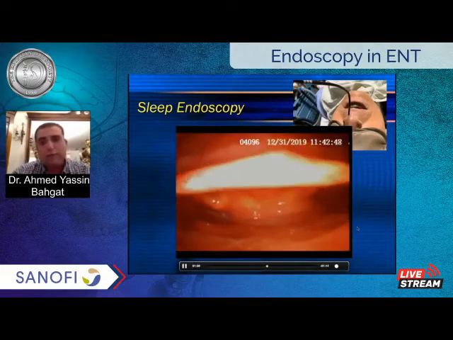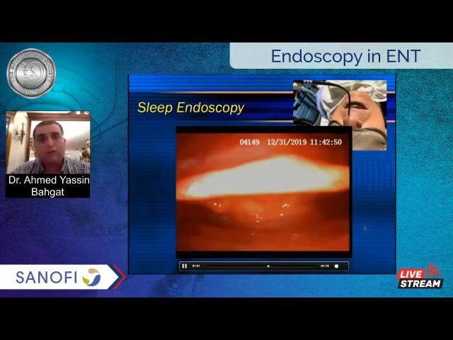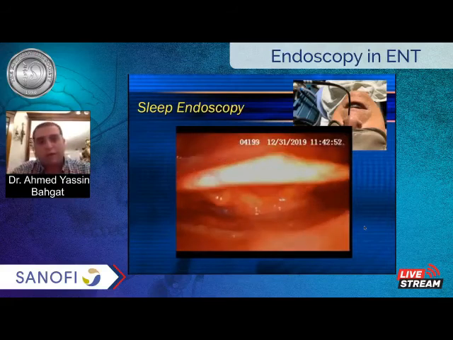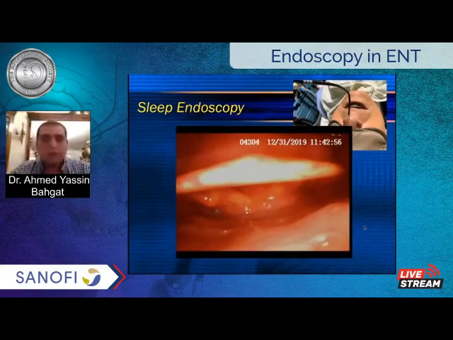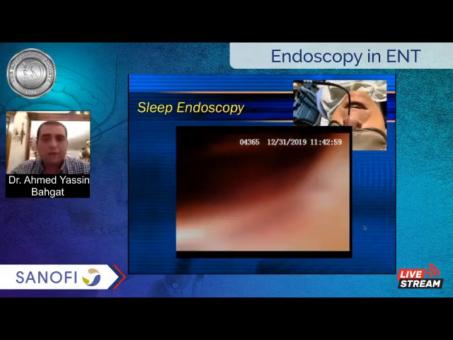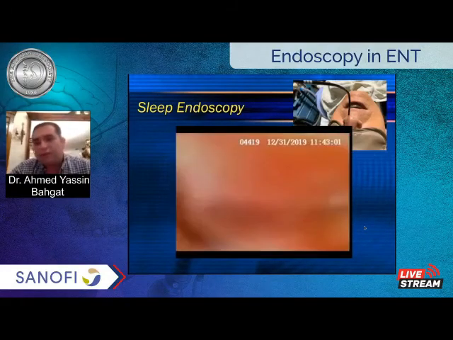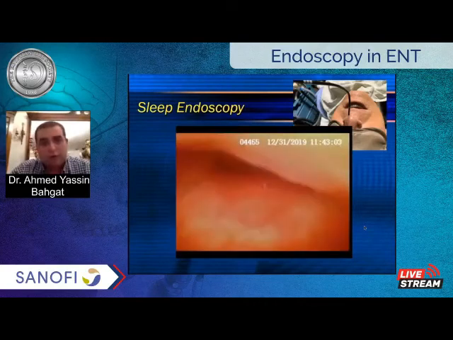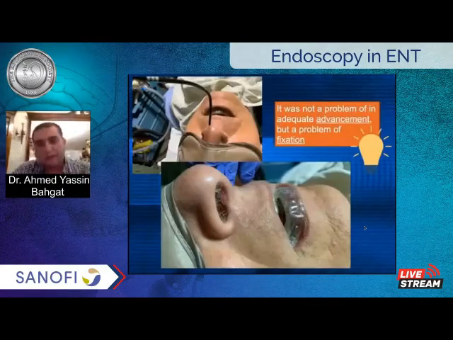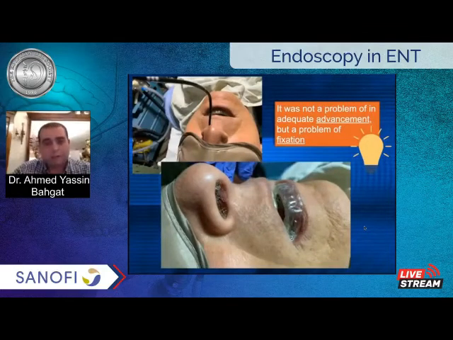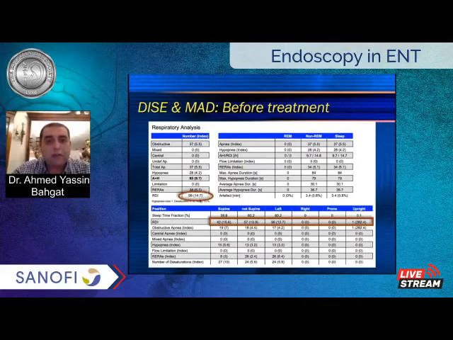So you can use sleep endoscopy to judge if the patient is properly using his treatment or not. This patient said, I'm using it, but it's not working. But when we saw him, we found that it slipped during sleep like that. After proper fixation of the MAD, we did a sleep study for him, and the AHI dropped from 37 to 14. This is a very good result.